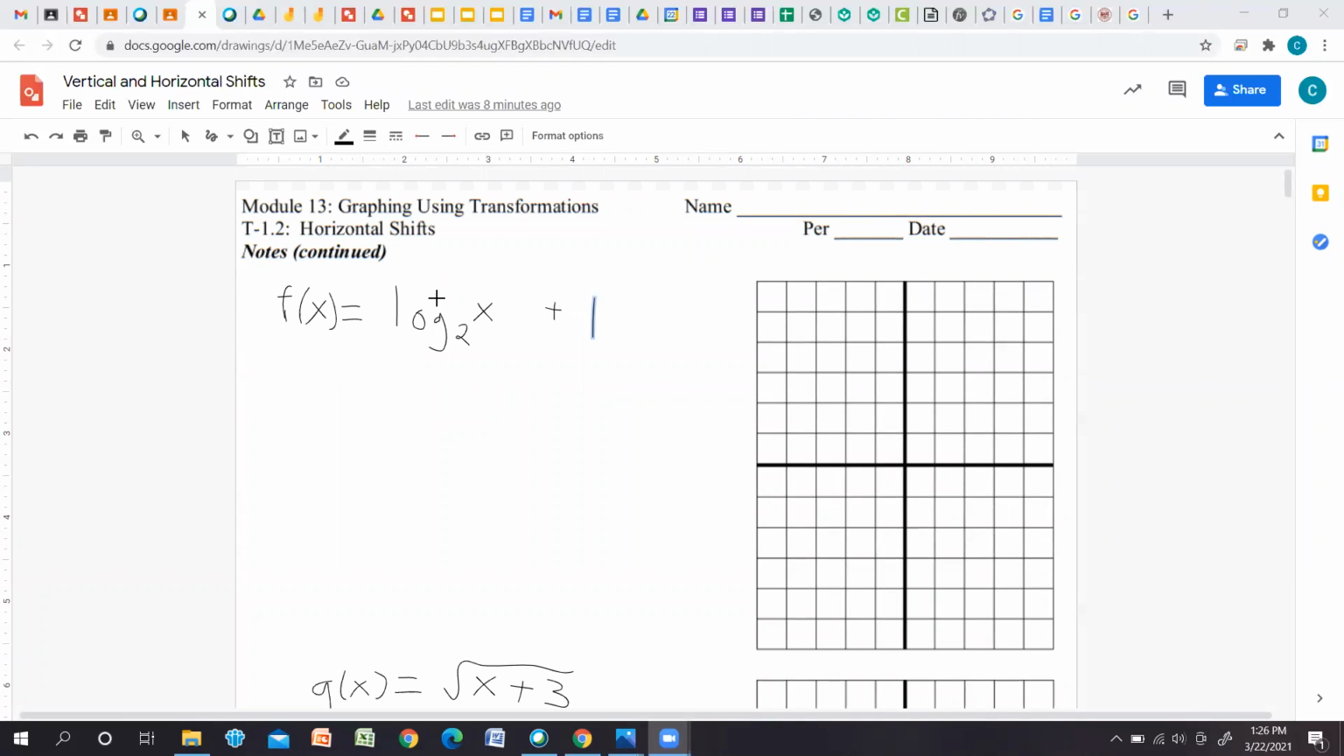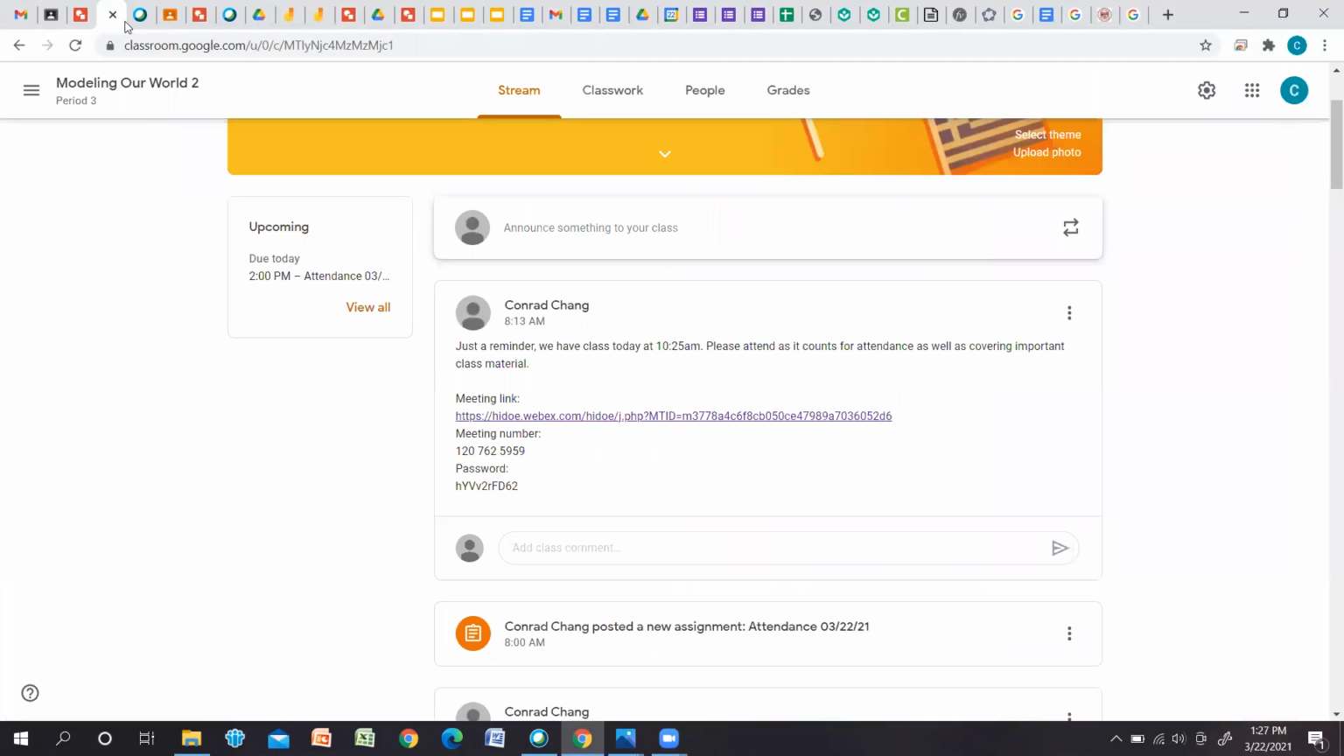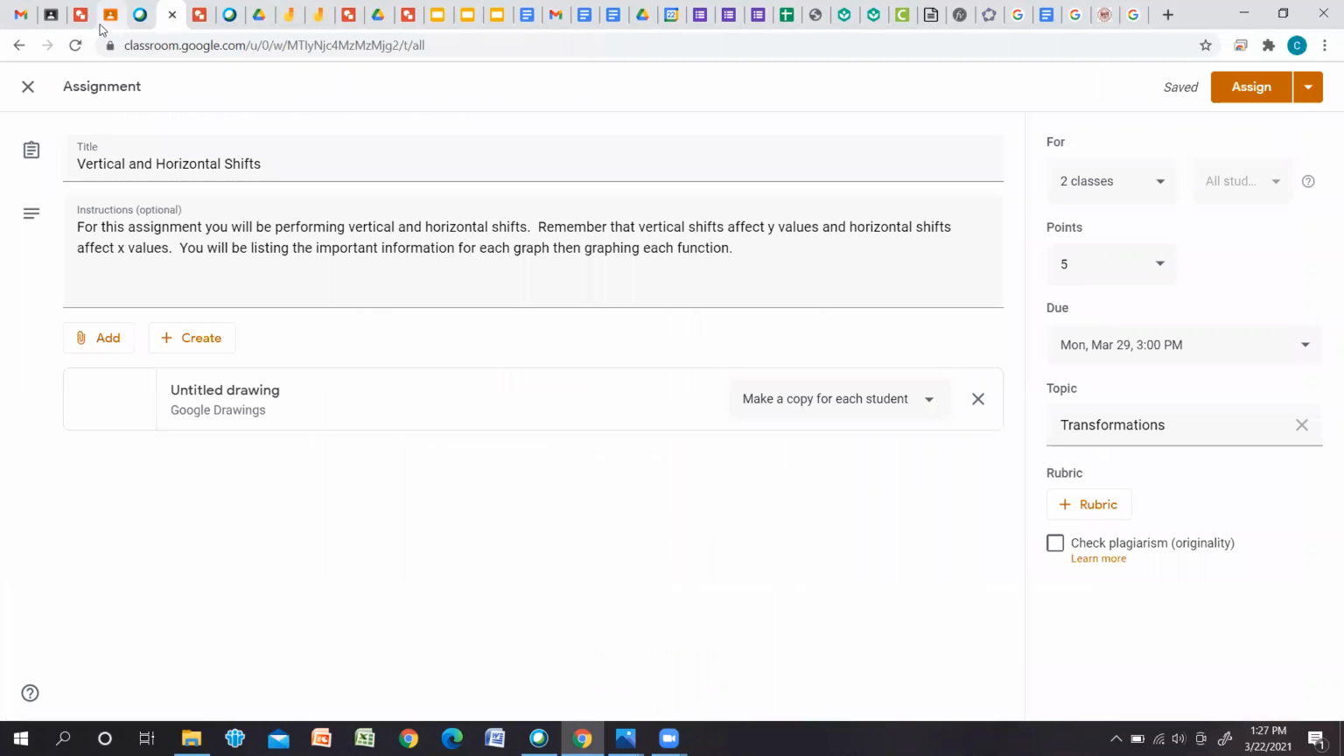This first one is log base 2 of x plus 1, so this is shifted up 1. In order to shift this function up, first I check the parent function for logarithms. Notice it has an asymptote at x equals 0 and these points: 1, 0, and in this case 2, 1. And then here's the domain and the range. Again, vertical shifts only affect y values.